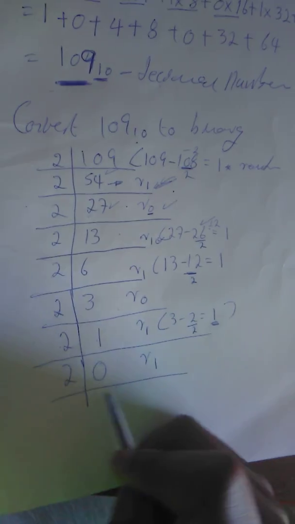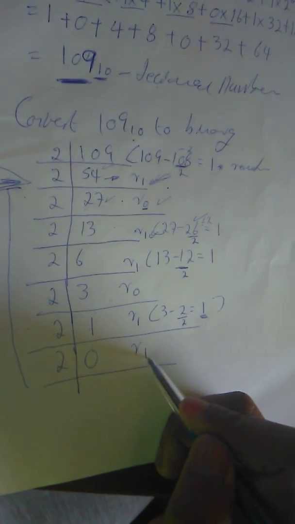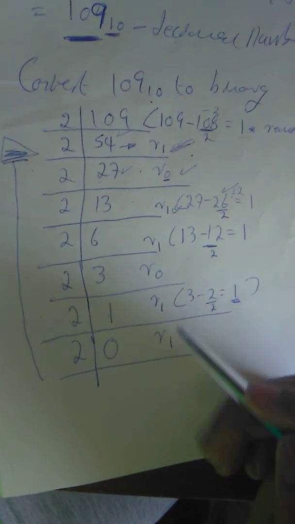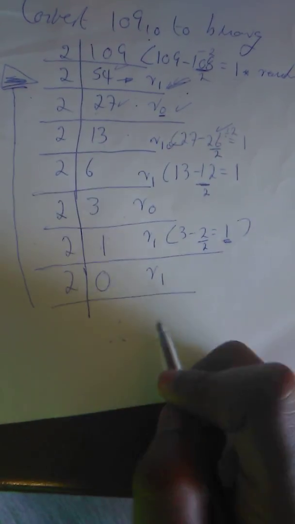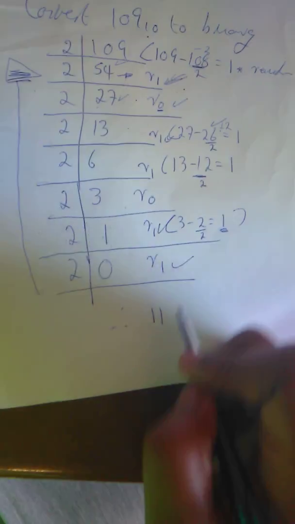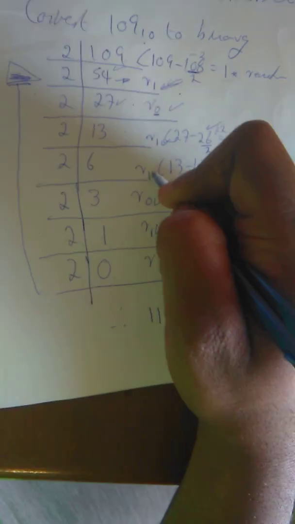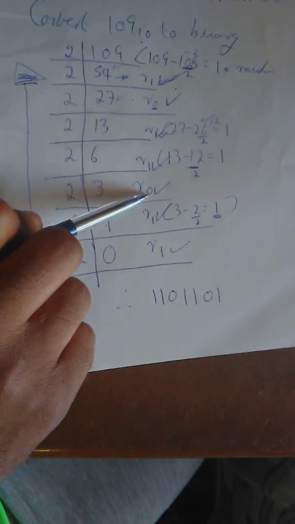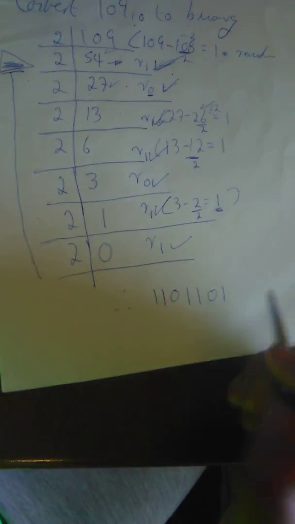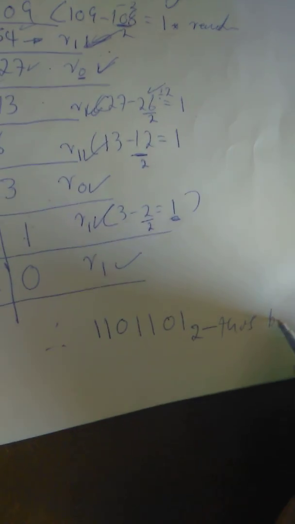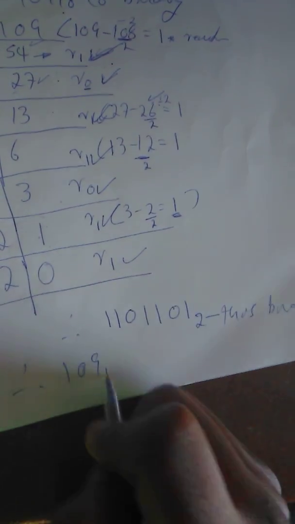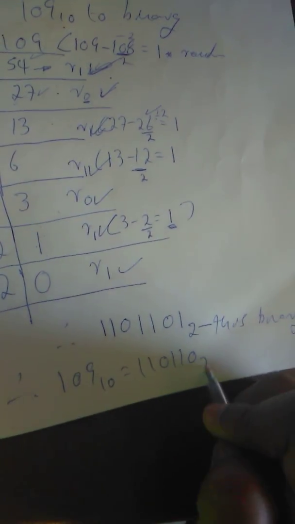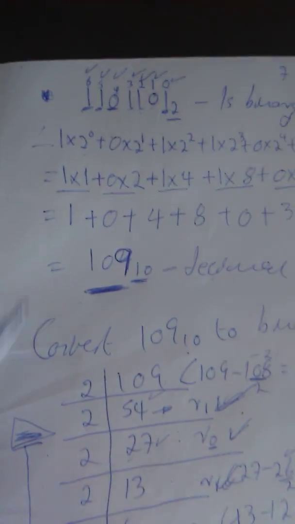I told you that when you write your binary, you must write these remainders going up. You take the remainders from the last one going up. You don't take it from the first one going down. So when you take it from the last one going up, your final answer is going to be 1, 1, 0, 1, 1, 0, 1. As you can see, it is 1 1 0 1 1 0 1. Then you put 2 to represent that this is actually a binary. Therefore 109 base 10 is equal to 1101101 base 2.